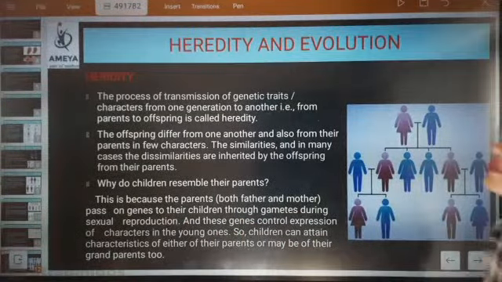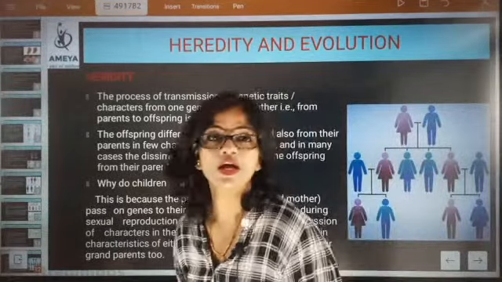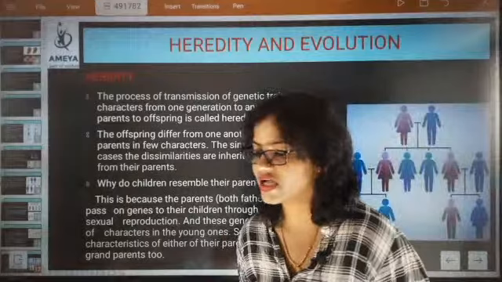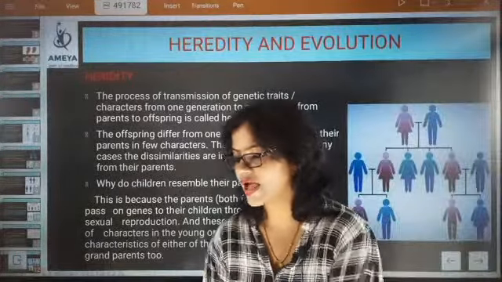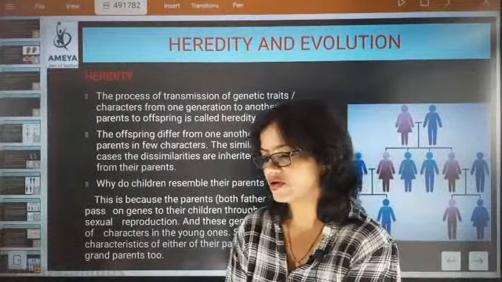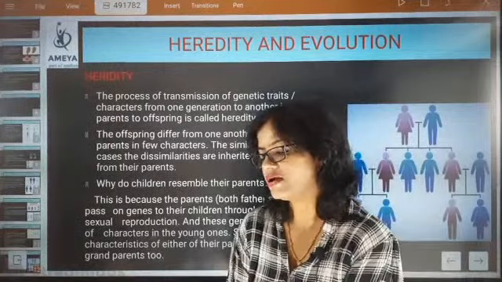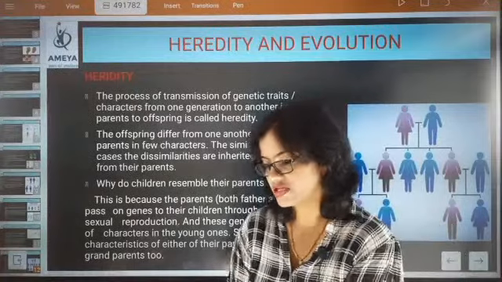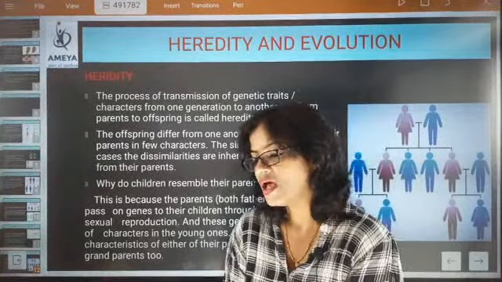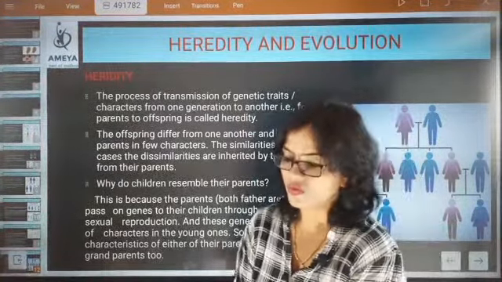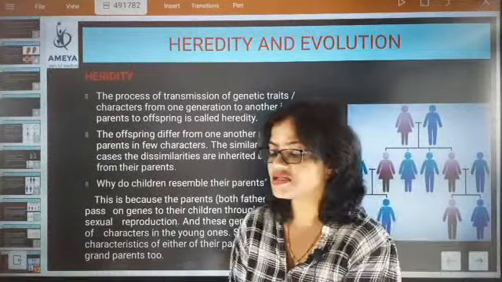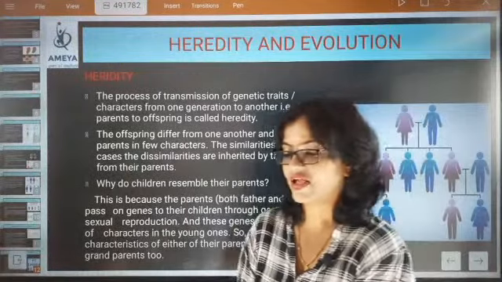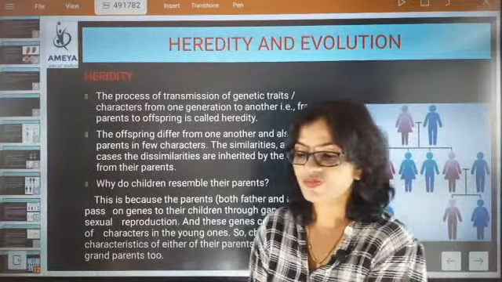Now the next important point is heredity. Prokaryotic and eukaryotic, unicellular and multicellular organisms we are talking about. Unicellular organisms have exactly one cell only, and from that one cell we evolved into multicellular organisms having a very complex body structure.